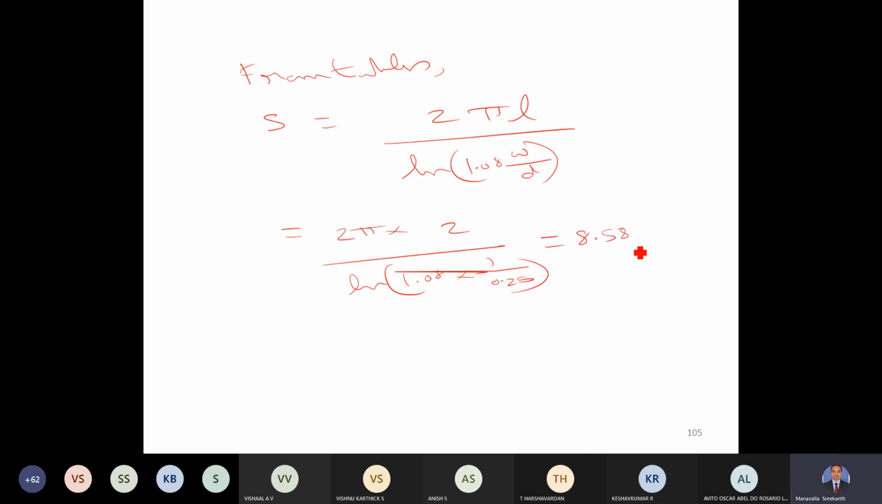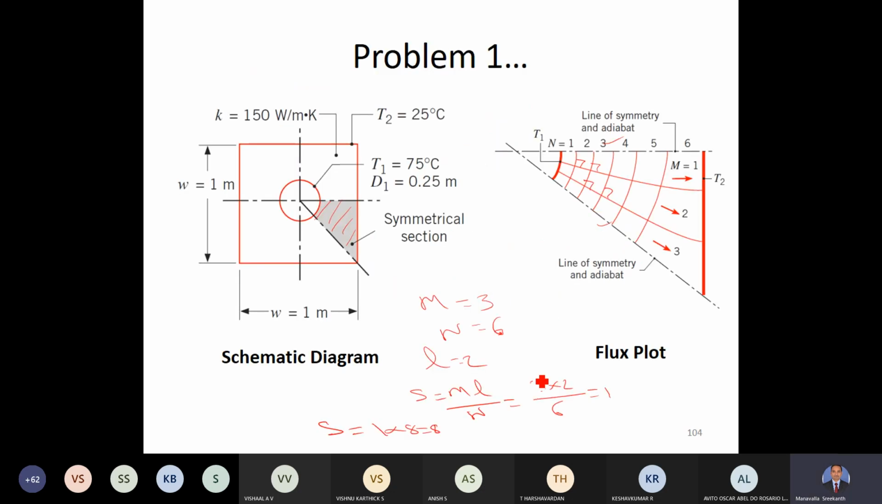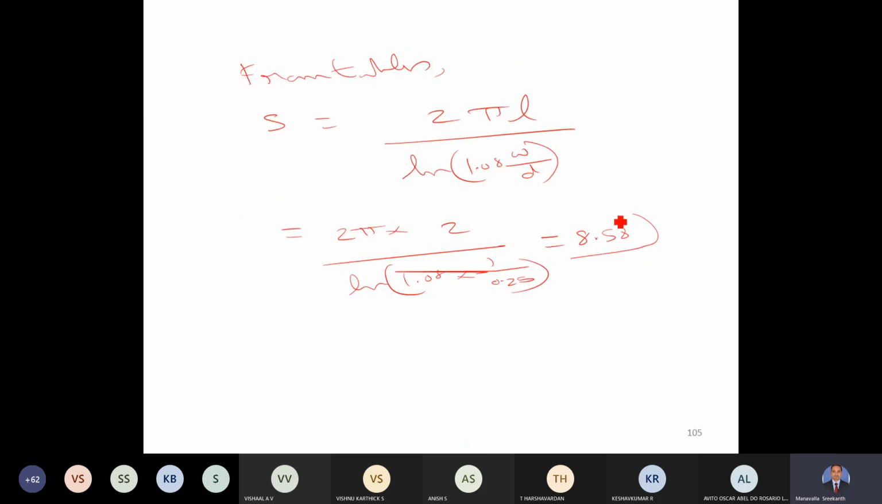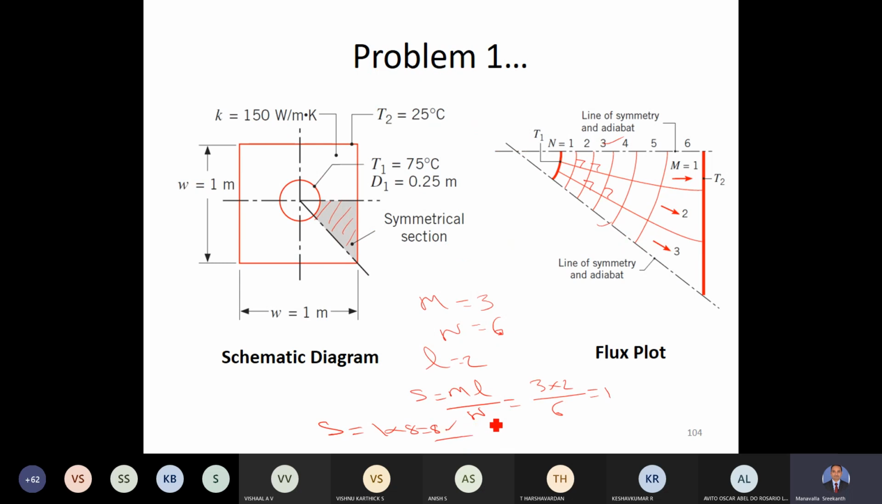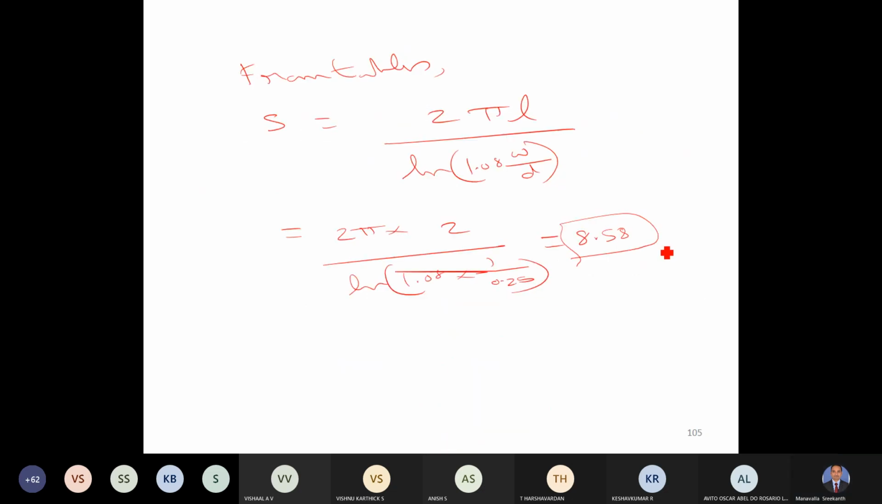Now this 8.58 is different from 8. What we had here is 8, but the actual analytical value is 8.58. But you see here 8.58 is very close to the rough estimate 8. So this flux plot method can be used for an initial estimate, but the accurate value is 8.58. The units are meters.